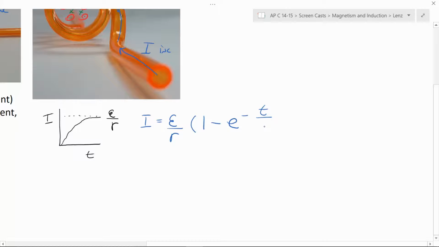Now, you can write it as over tau, or I actually prefer to write it as R over L. Some people will say the tau is L over R. The point is, there's a constant there that depends on the inductance and the resistance, similar to the time constant for the capacitor, dependent on the resistance and the capacitance. And you're going to get this sort of 1 minus an exponential decay.